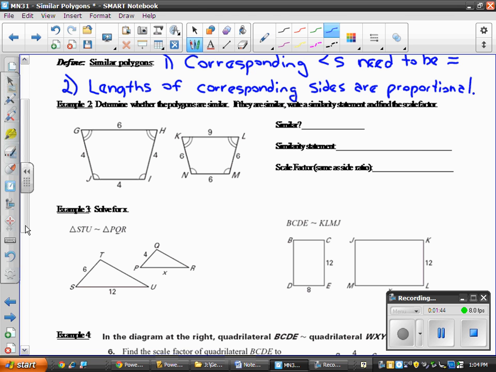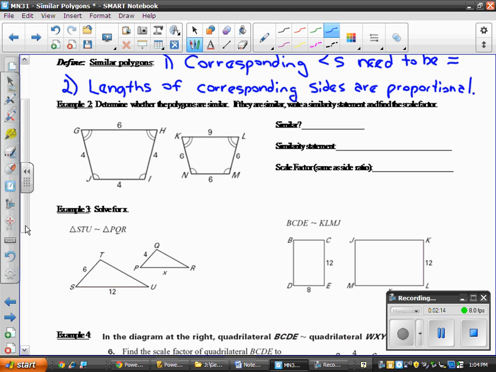So here, it says example 2. It really should say example 1. We've got a typo here. Actually, we have 2 on this note guide, so I apologize for that in advance. But this problem says, determine whether the polygons are similar, and if they are, write a similarity statement and find the scale factor. So if you look at that definition up above, first we need to make sure corresponding angles are congruent. It looks like angle G is congruent to K, H is congruent to L, J to N, and I to M. So we're looking pretty good there.